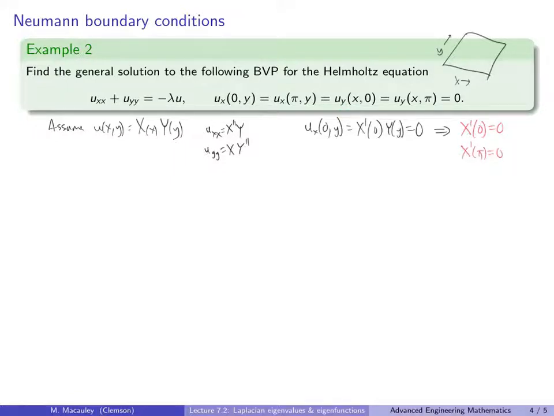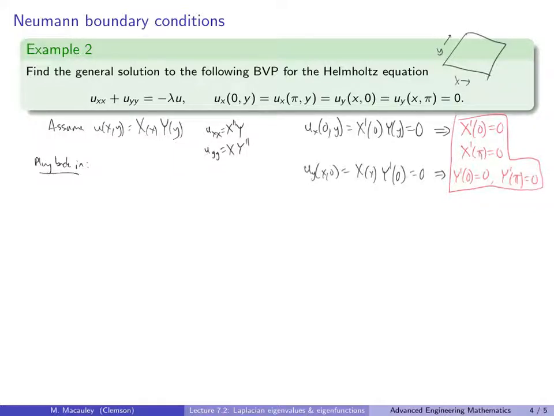The third boundary condition, this is uy of x and 0, which is X of x times Y prime of 0 equals 0. This tells us that Y prime of 0 equals 0, and similarly, Y prime of pi equals 0. So now we have these 4 boundary conditions. Okay, so once again, we plug back in. I think I will skip most of the details from before.